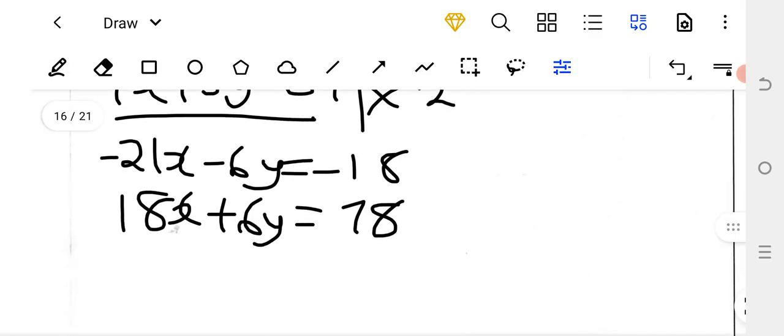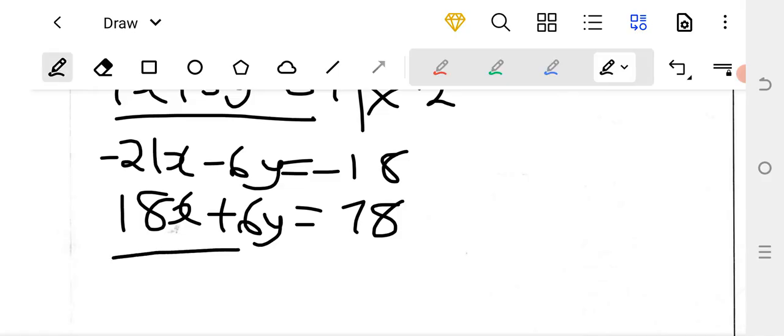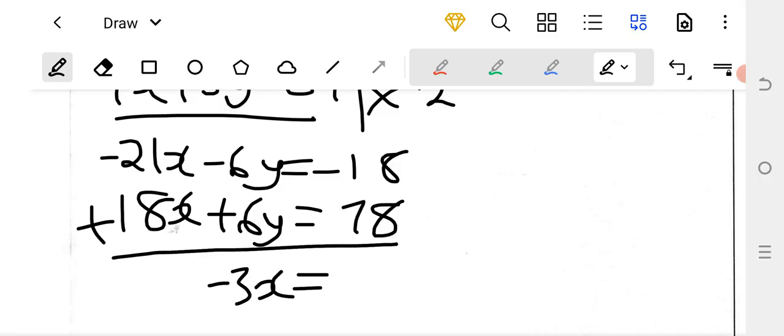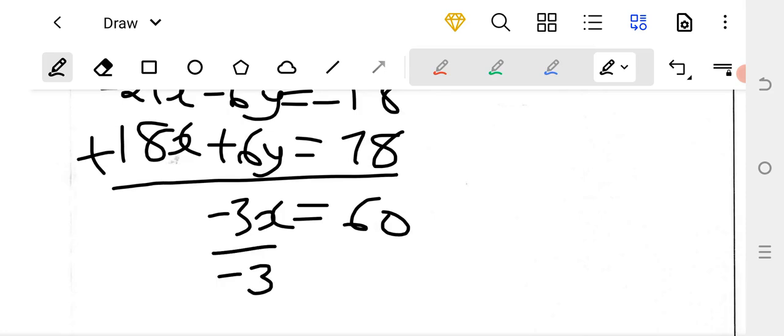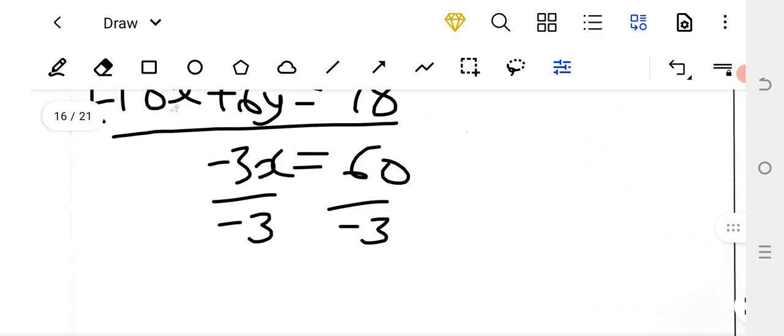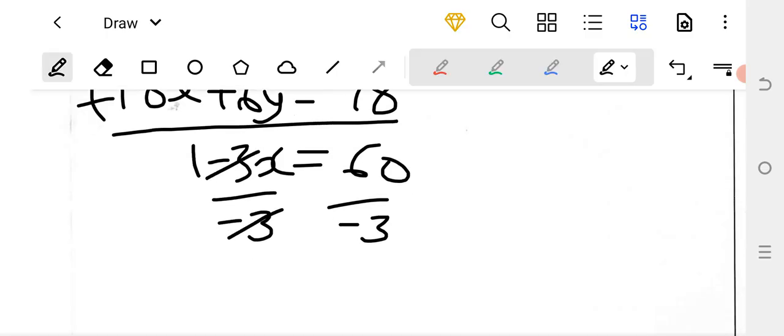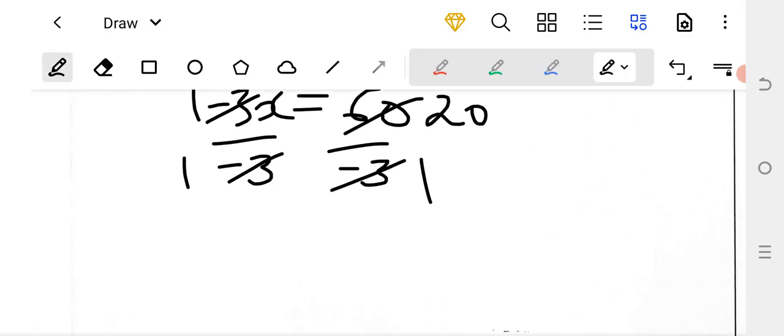To continue, we simplify. We're going to put plus here. So here we're going to have a negative 3x is equal to 78 minus 18. It's going to give you a 60. So if you divide by negative 3, you divide by negative 3, negative 3 into itself a 1, negative 3 into itself a 1, and into that it is a 20. So x is equal to negative 20.